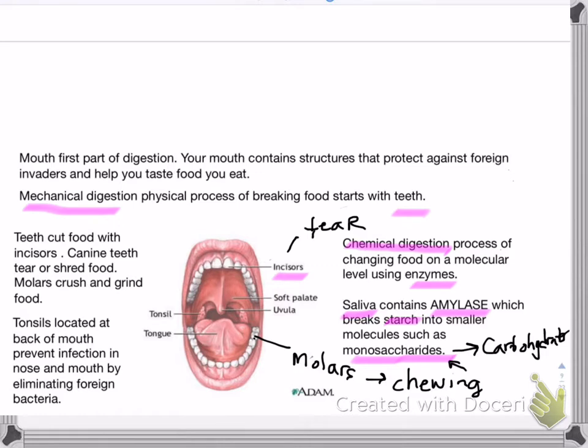Also in the mouth, you have your tonsils. Your tonsils are going to help prevent infection in the nose and mouth by eliminating foreign bacteria.